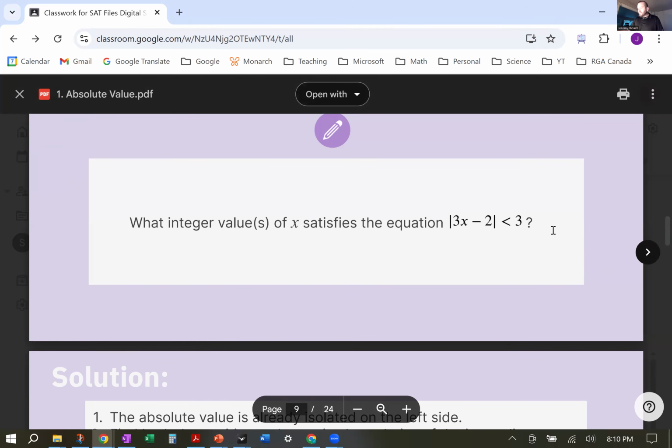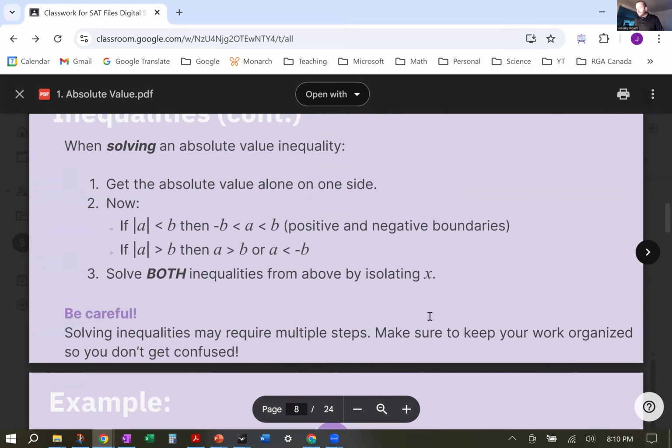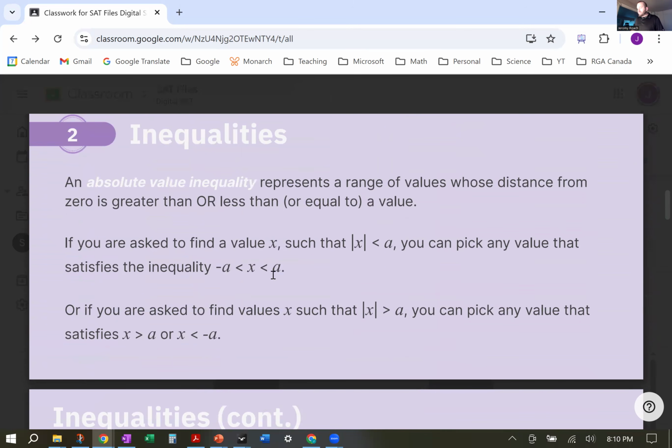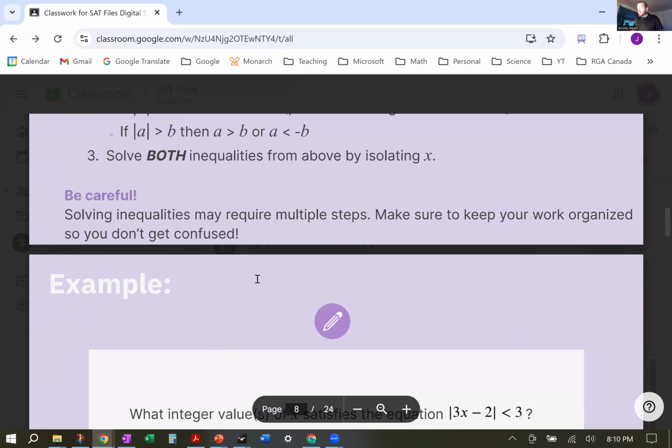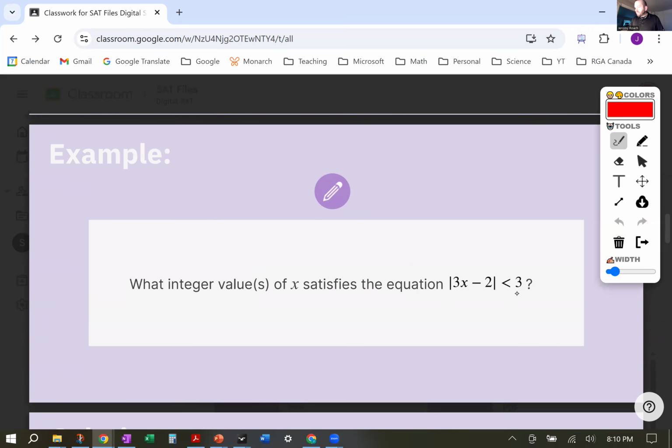So for this less than inequality, if we go back up to our rule for the less thans, that means that we write a between statement. So if we go down here, this is a between statement. So let's write this as a between statement, without the absolute value.